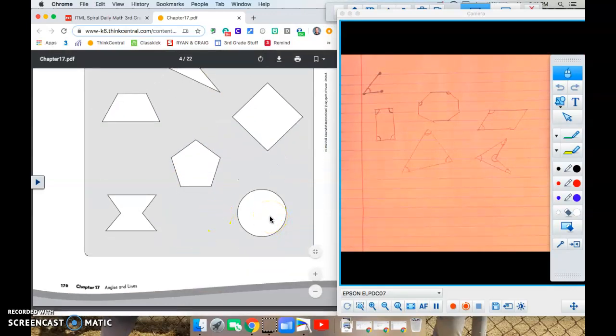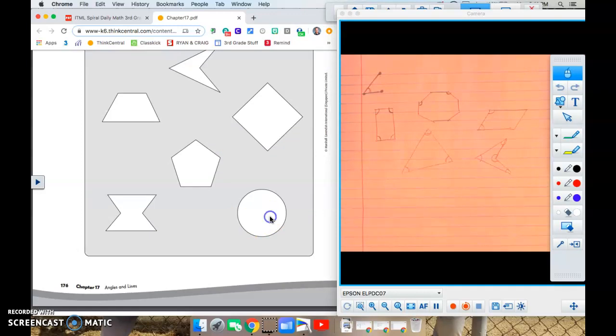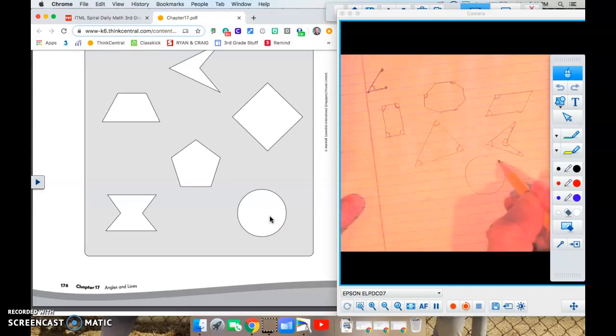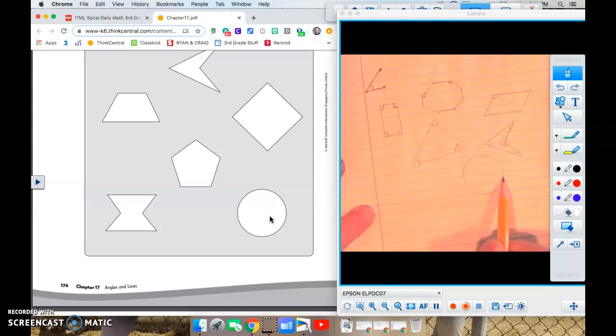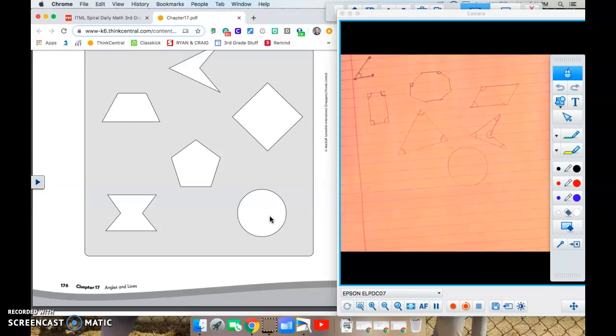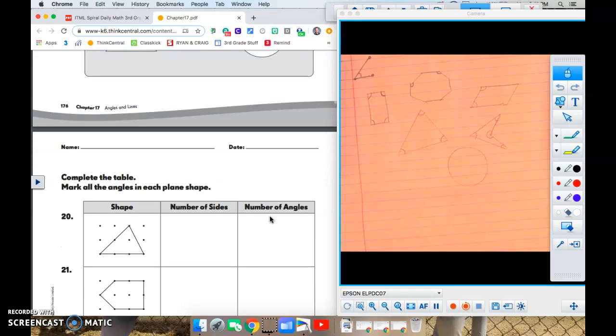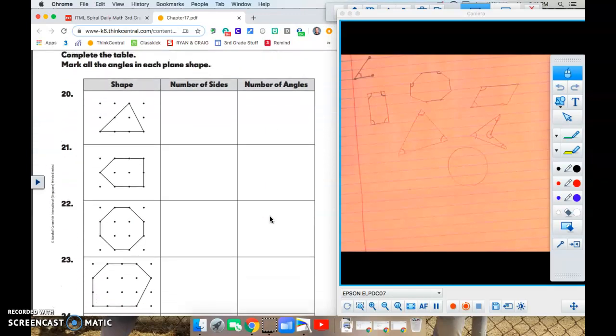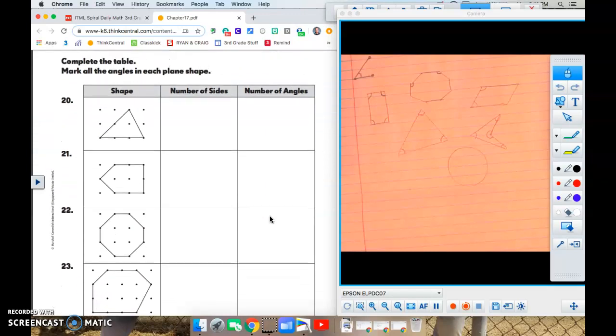The one that we're going to have to watch out for is the circle, okay? There is no start, there is no beginning to this line that you see going around, or the drawing that I did here. And there is no angle there, okay? Okay, complete the table, mark all the angles in each plane shape.